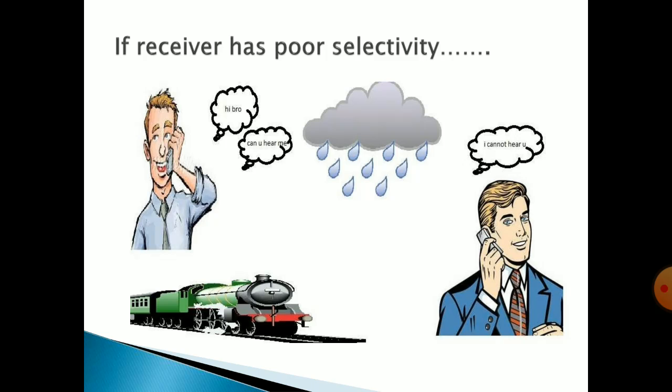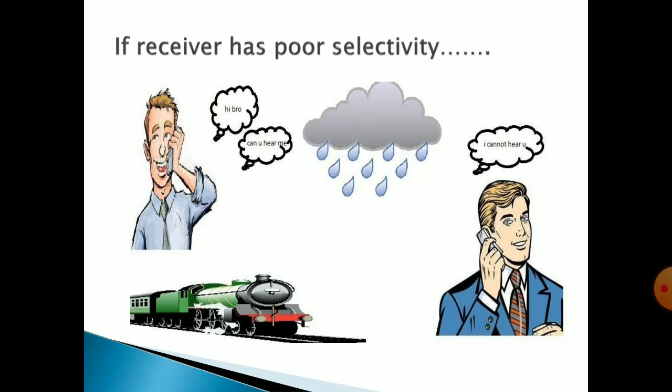What is meant by selectivity? Selectivity is a receiver parameter used to measure the ability of the receiver to select a signal of desired frequency while rejecting all others. So a receiver has to select a particular signal. In multiplexing, we transmit a large number of signals in a single channel. At the receiver, you have to select the particular signal which is needed. That is known as selectivity.